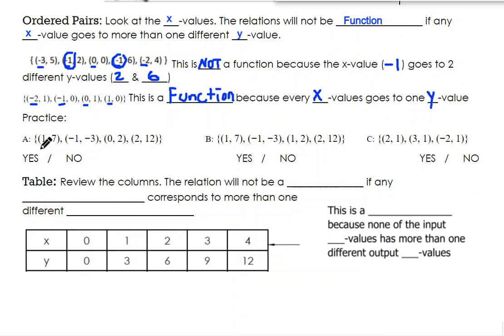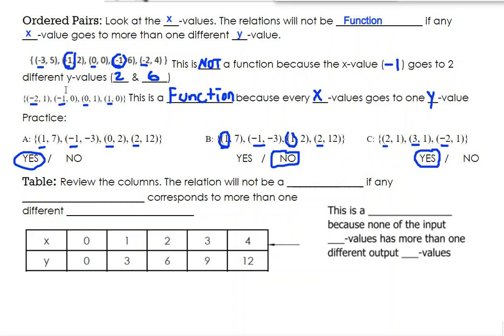All right, let's look at our practice. Let's see, I have 1, -1, 0, 2. All of my x values are different, so yes, that is a function. Let's look at my next one. 1, -1, 1, 2. Whoa, 1 repeats. 1 can't go to 7 and 2 at the same time. Not a function. All right, let's see the next one. 2, 3, -2. That is a function. All of my x values are different. They do not repeat, so it is a function.